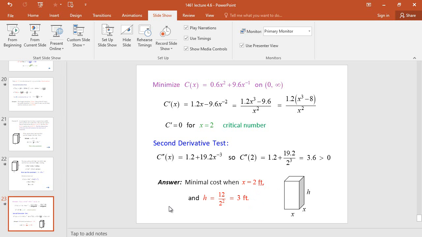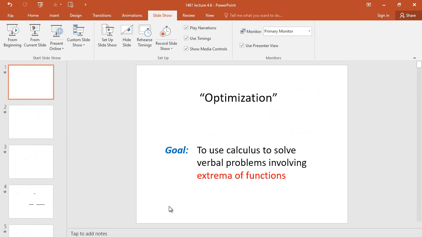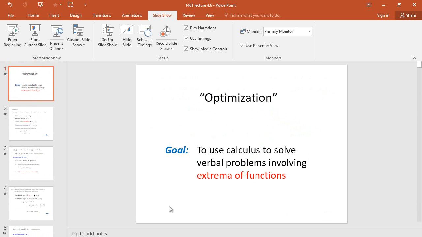Okay, so this is it. That's the end of this problem, and I hope that you feel comfortable with optimization problems. And if you have any more questions, please feel free to ask when we meet in the class.